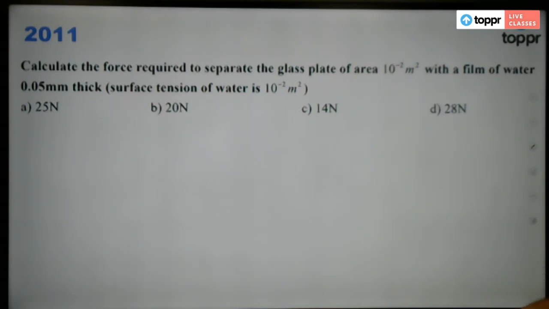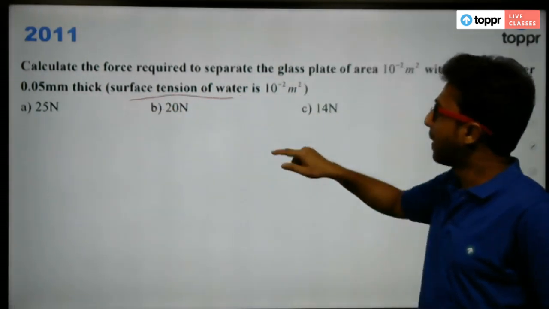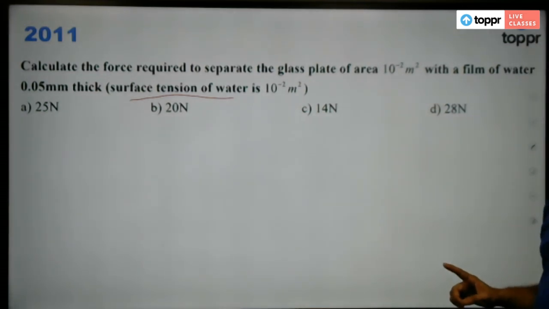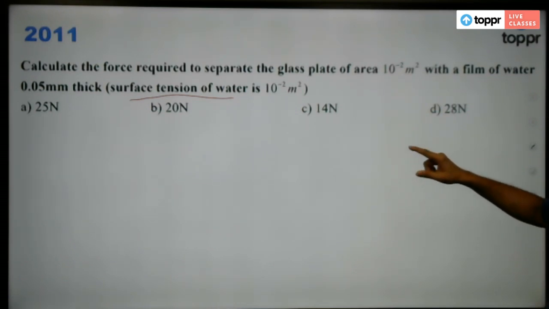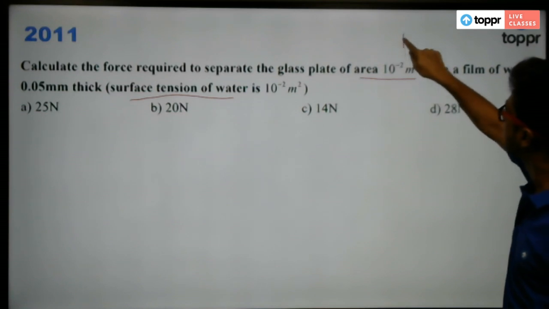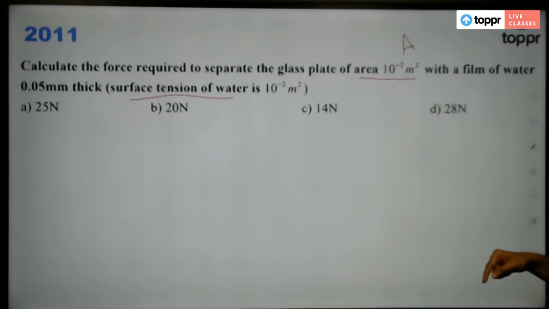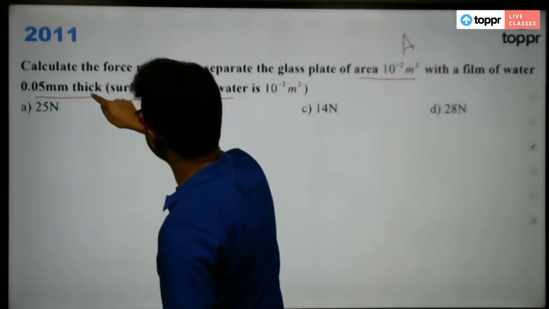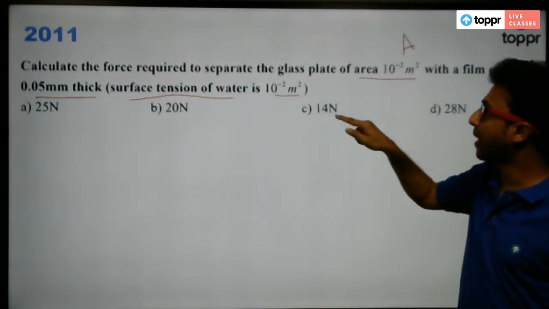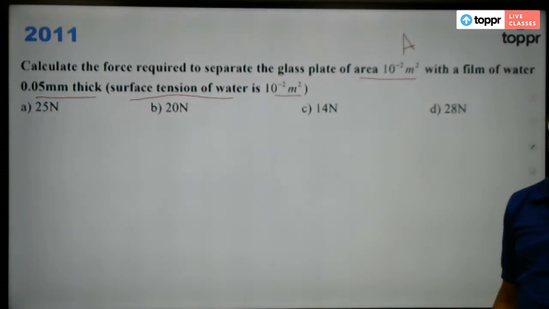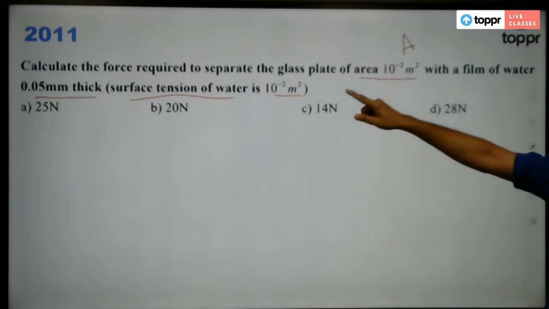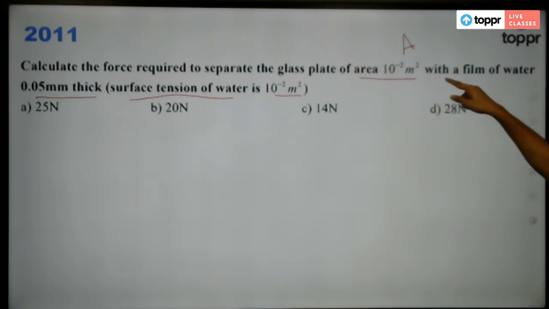Okay, now we have come to another topic, surface tension. Calculate the force required to separate a glass plate of area 10 to the power minus 2 meters square with a film of water 0.05 millimeter thick. Surface tension is given as 10 to the power minus 2. So to separate the glass plate with a film of water.